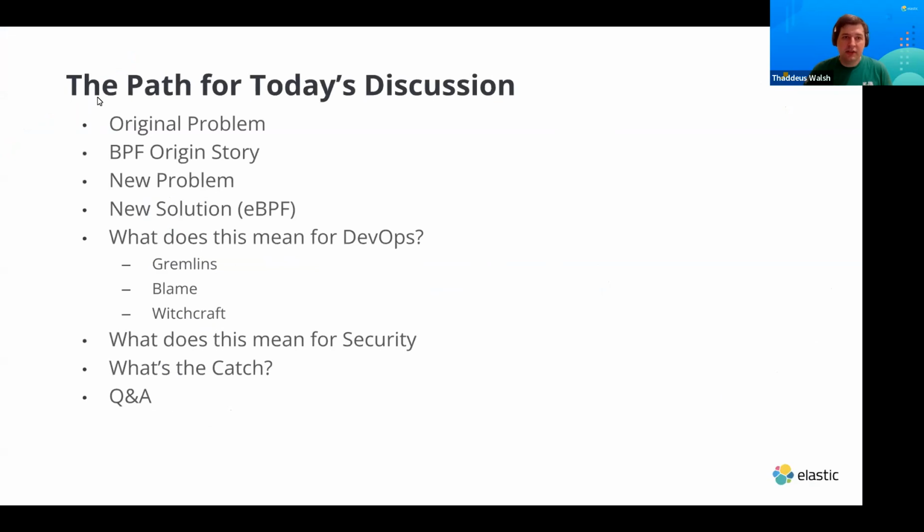So let's get to the agenda. We've got a path. We're going to talk about the original problem that existed. We're going to talk about how BPF was introduced to solve that original problem. Then we're going to talk about a new problem and how a new solution to that problem, eBPF, or the extended Berkeley packet filter, has emerged to fit that role. And then we're going to talk about the impact on DevOps and security. And then we're going to talk about why isn't everybody doing this already and what's the catch? And then we'll have a little bit of time for Q&A, and feel free to ask anything you'd like along the way.